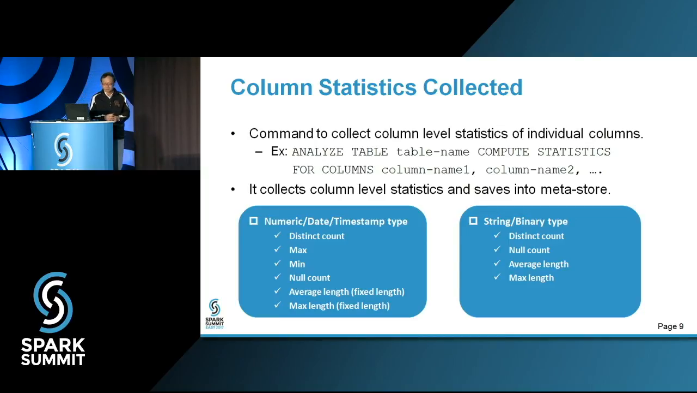We also collect information for string and binary type columns. For string and binary, we collect the number of distinct values and also the number of null values. Also, for the string column, sometimes you have a short string field, sometimes you have a long string. So for the string column, we also collect the average length for the column, and also the maximum length for the column.